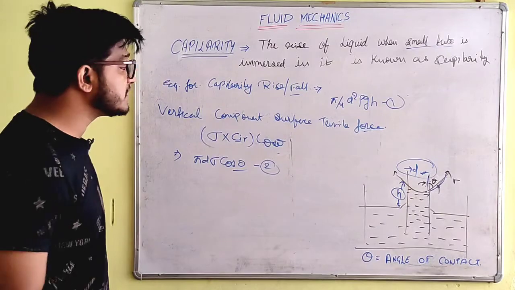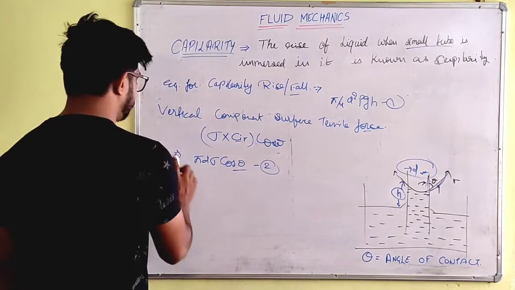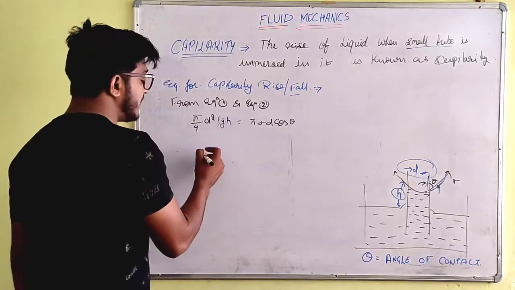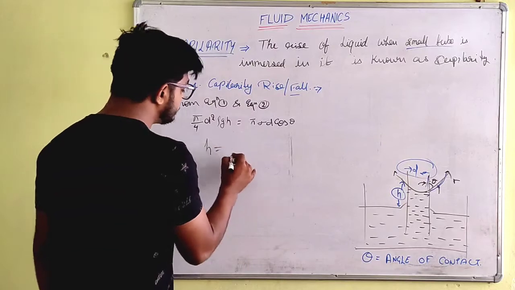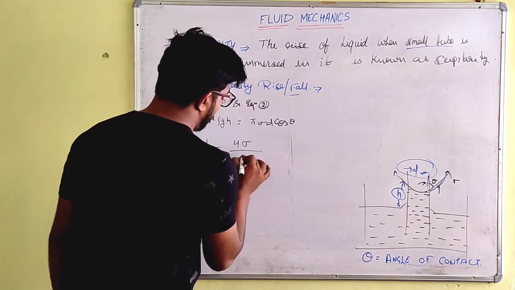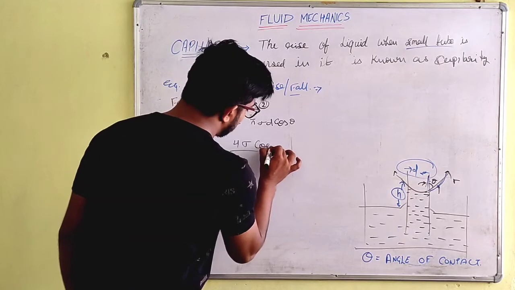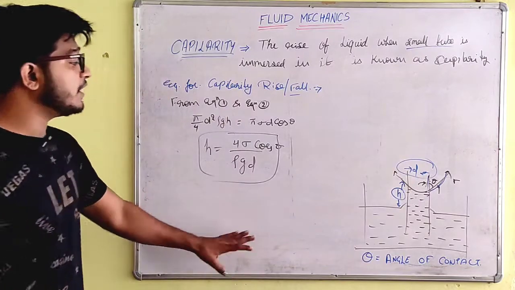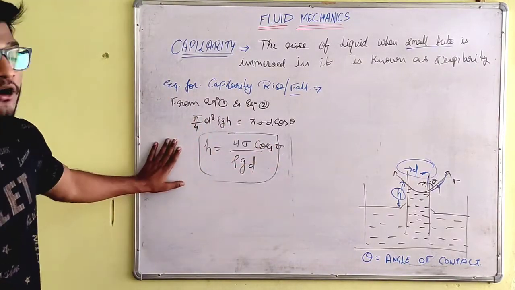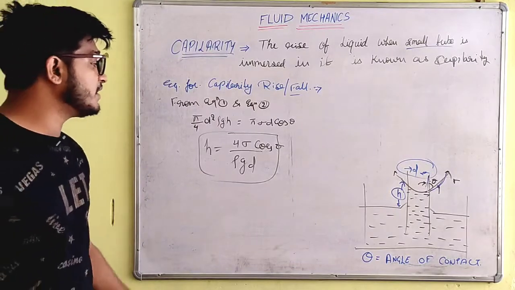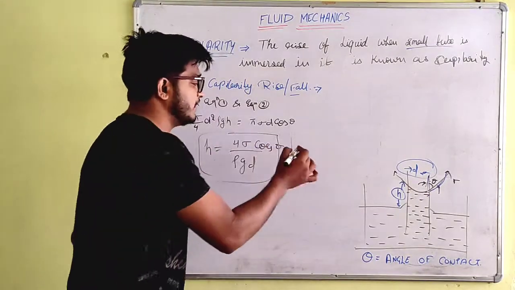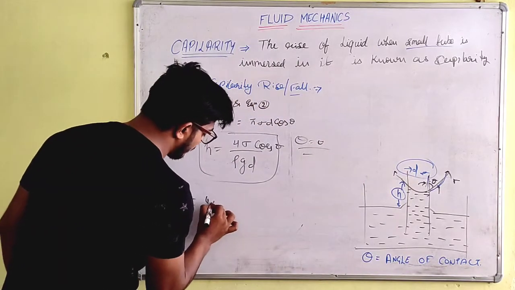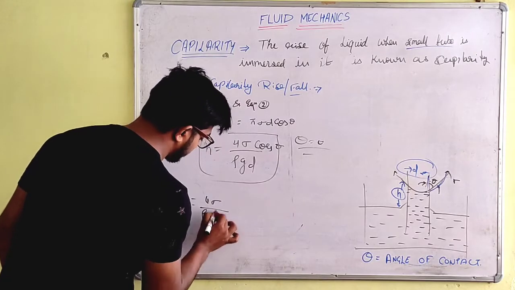Now we will equate equation number 1 and equation number 2. So we find the height h equals to 4 sigma cos theta upon rho g d. Okay guys, this is the equation of the capillarity rise or capillarity fall. Now if we take theta equals to 0 degree, what will be the equation here? H is equals to 4 sigma upon rho g d.